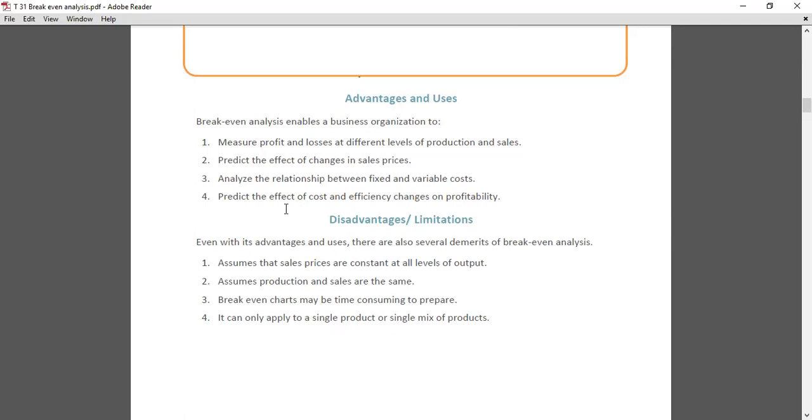You can predict the effects of cost changes and the revenue changes and efficiencies, like what happens if more machinists or more workers are employed. What is the impact on break-even? What is the impact on profitability as a result of that? It's a very important tool for decision making. Overall, break-even is a very important decision making tool.